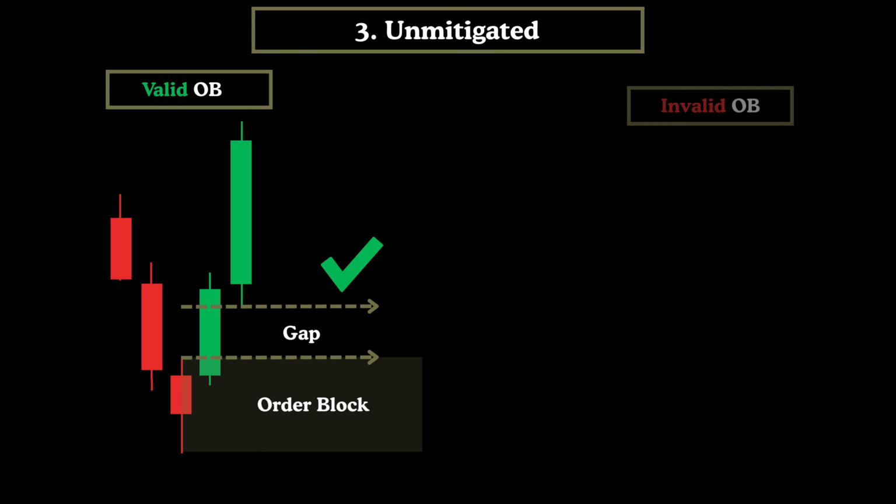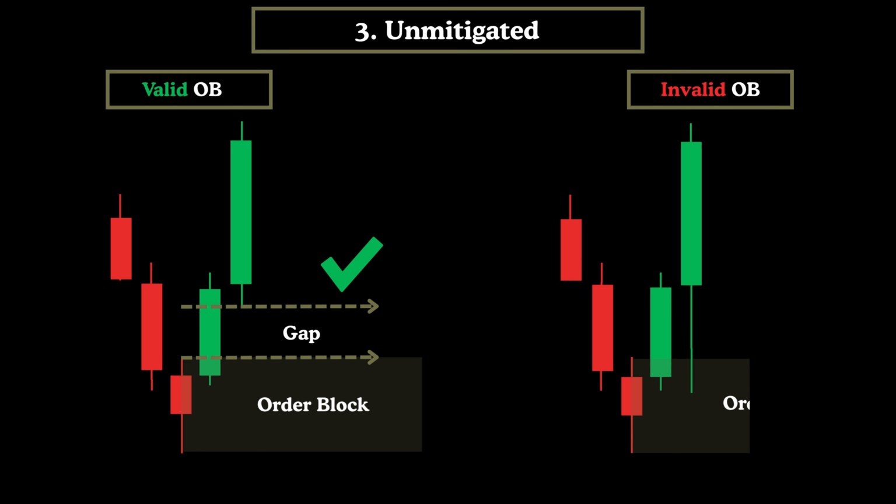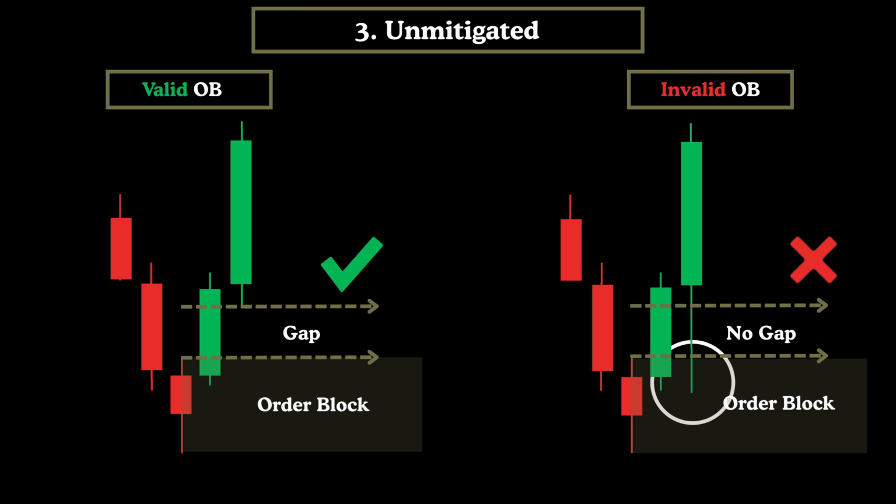Rule number 3. The order block must be unmitigated. Order blocks are typically viewed as one-time use zones, meaning we concentrate on the trading opportunity the first time price enters the block. Once it has been mitigated, it's no longer treated as a key area for future trade setups.